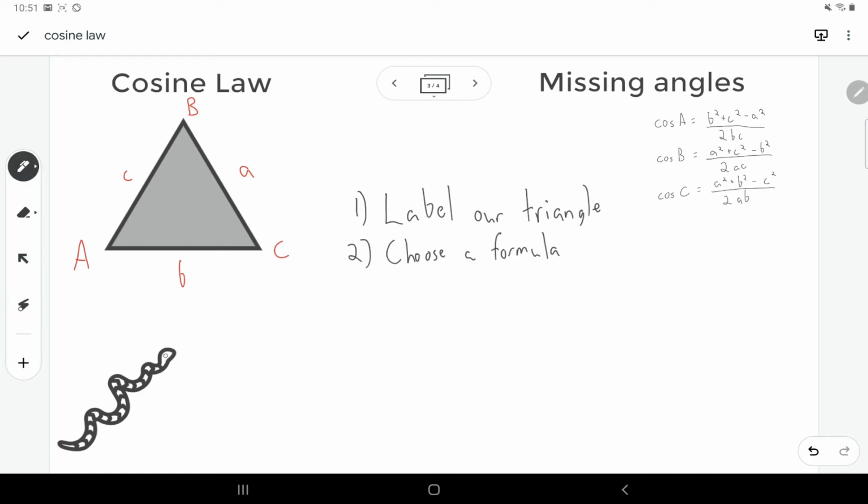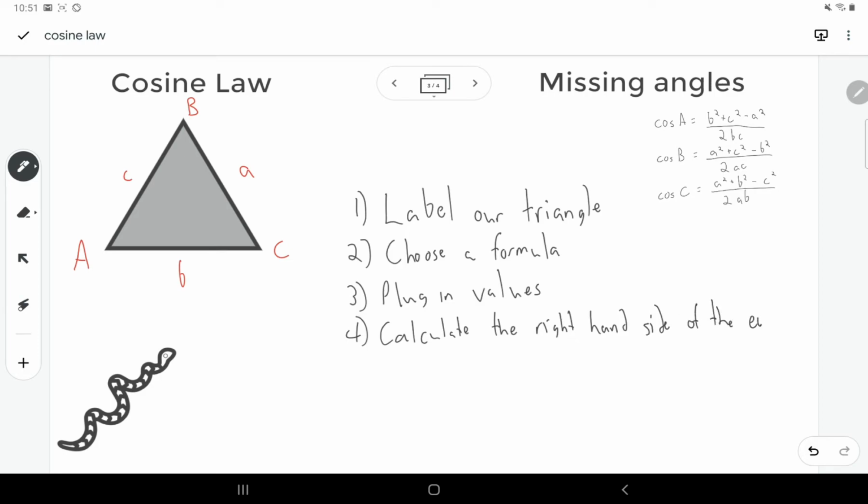Once you've chosen a formula, we plug in our values, the values from the triangle. And again, this will make a lot more sense when we see it, but we calculate the right-hand side of the equation. Oops. Teachers make spelling errors too. I'll just call it formula. Formula is probably a better word for that. So what's the right-hand side? I mean this side. Since we will have all of that information, we'll take a look at that in a moment.